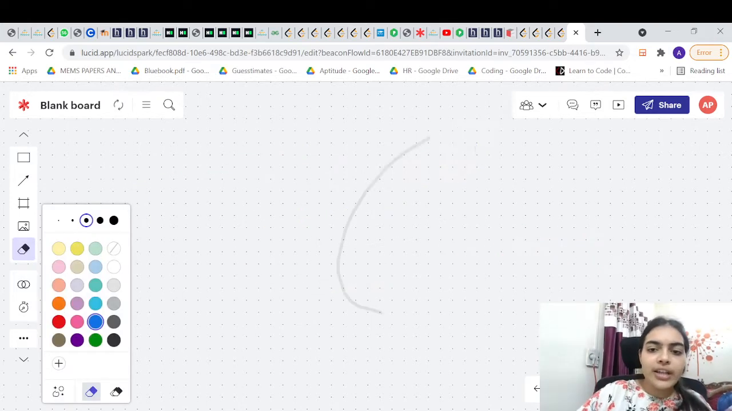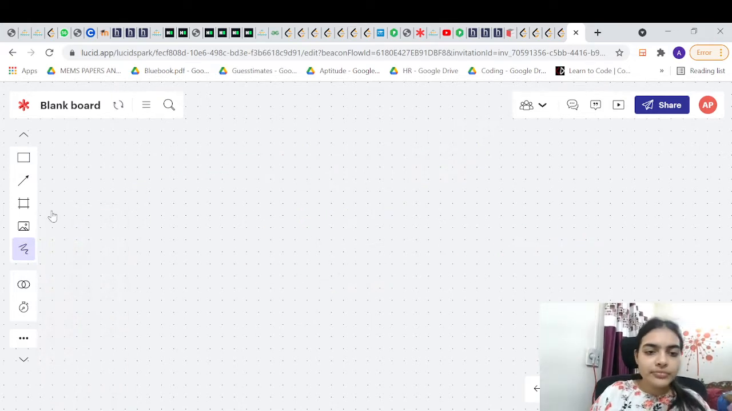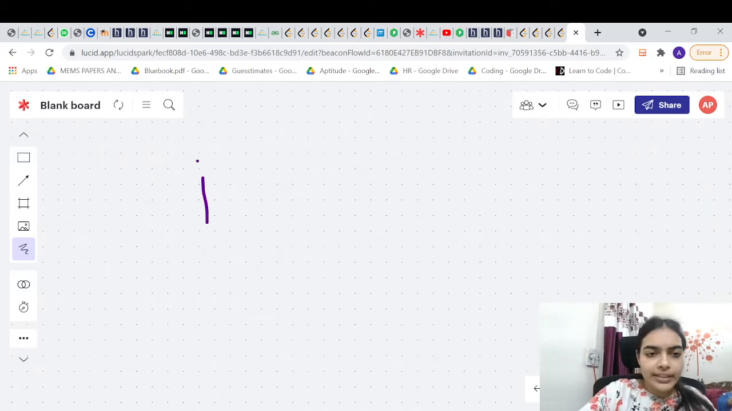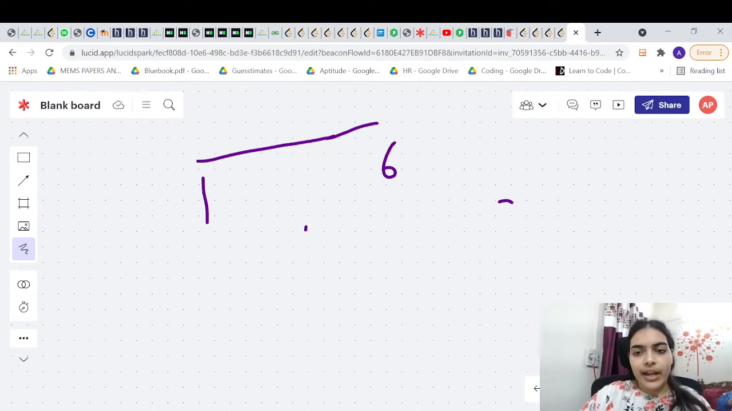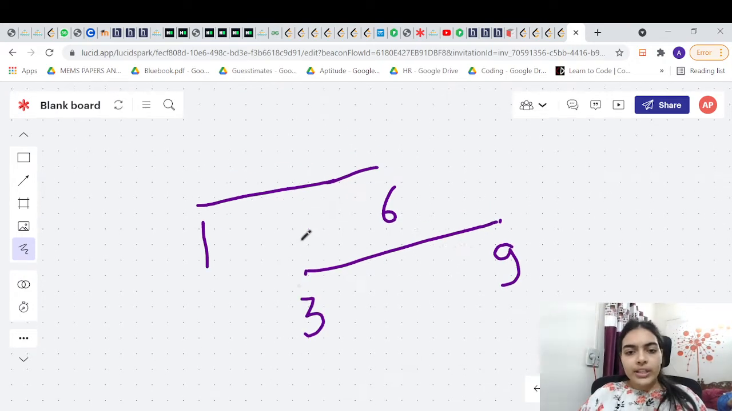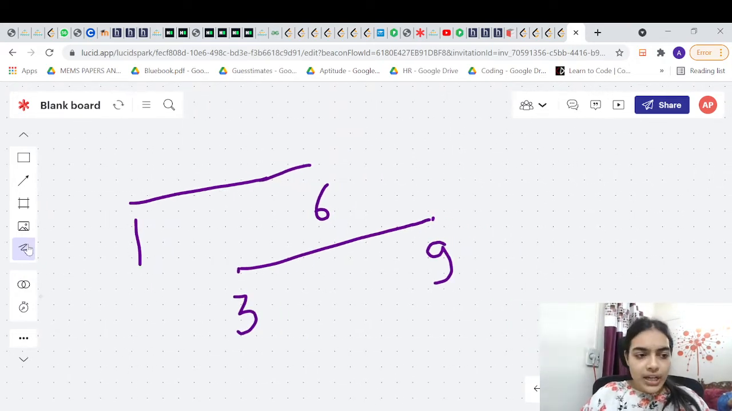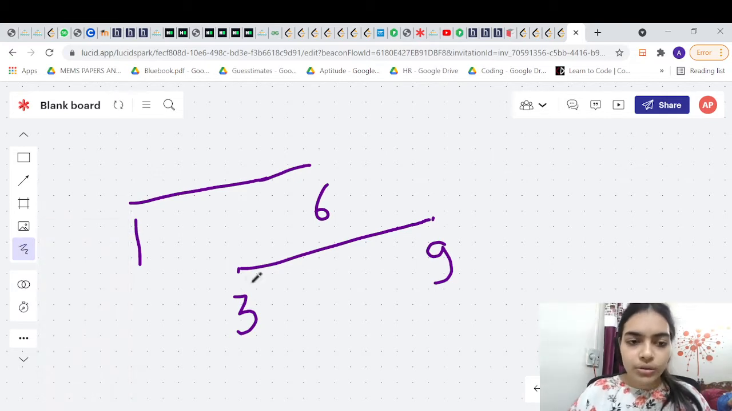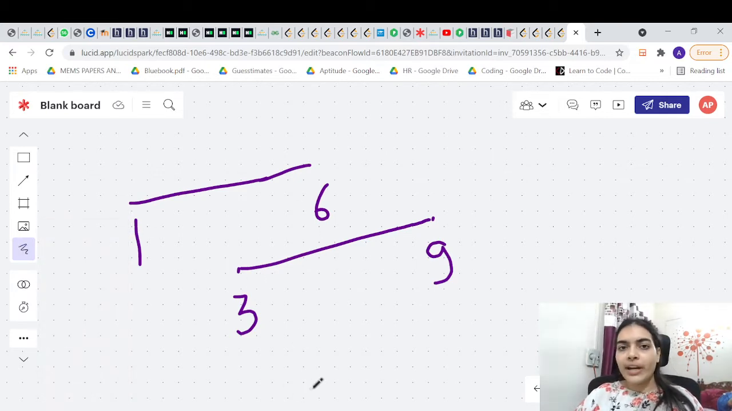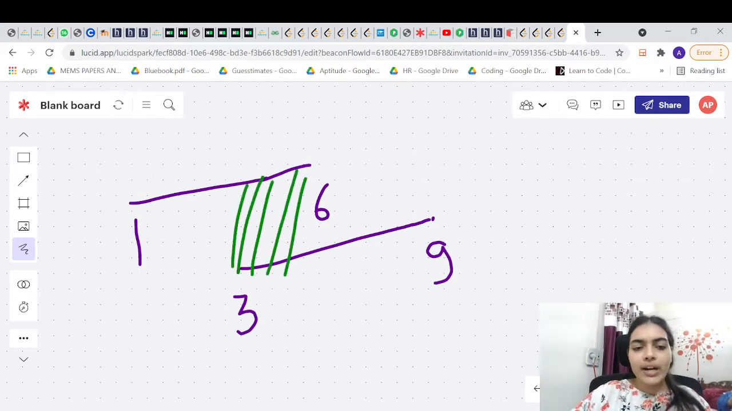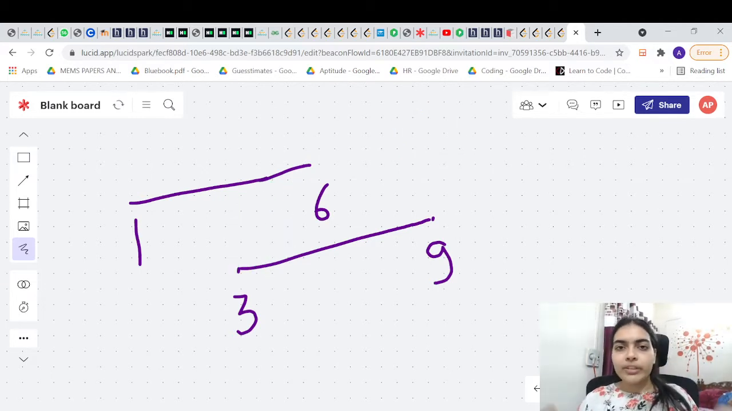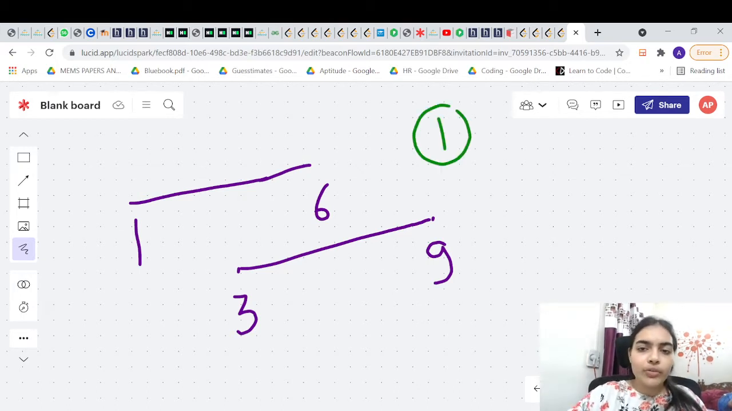Okay, now let's try to build the logic. Let's take two simple examples once again. Say you have the interval [1, 6] and another interval [3, 9]. What is your answer? How many deletions do you need to make sure these are non-overlapping? You have to delete at least one interval, because these two intervals are overlapping. You cannot take both of them, so you need to delete one of the intervals.